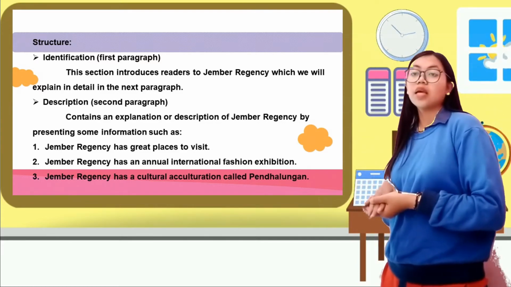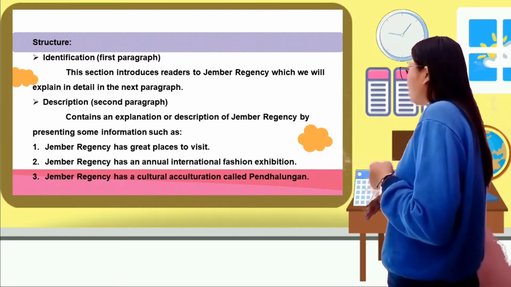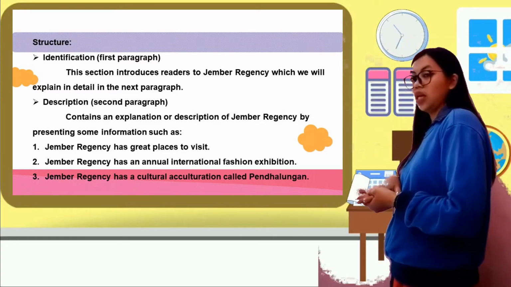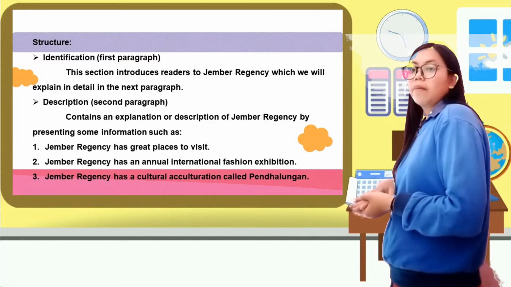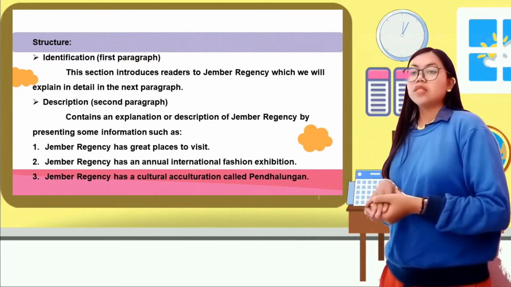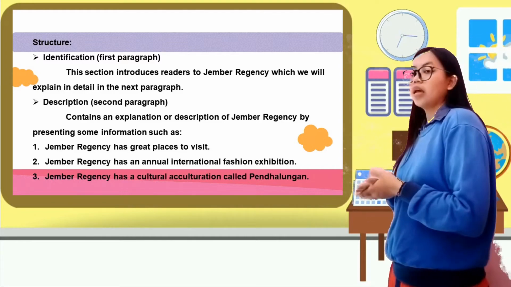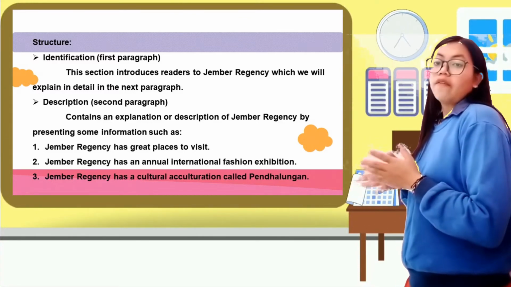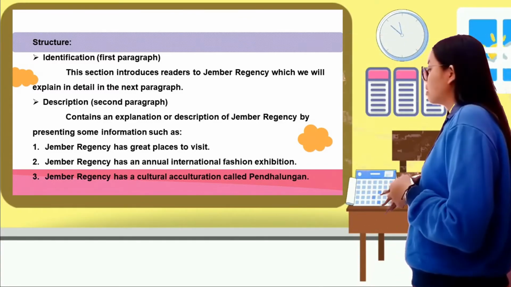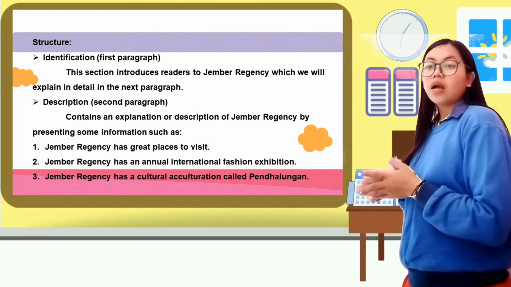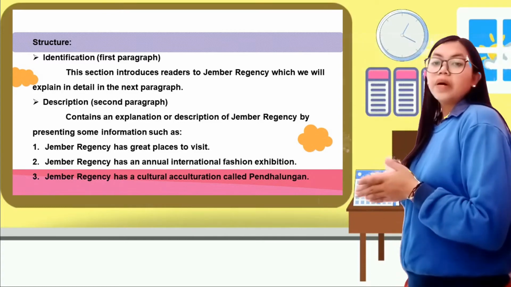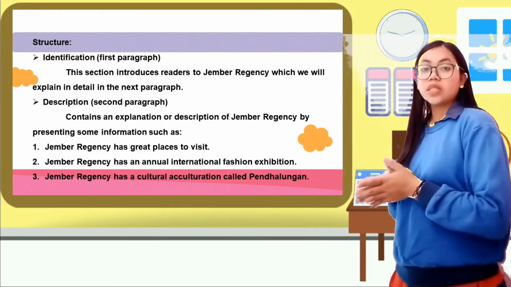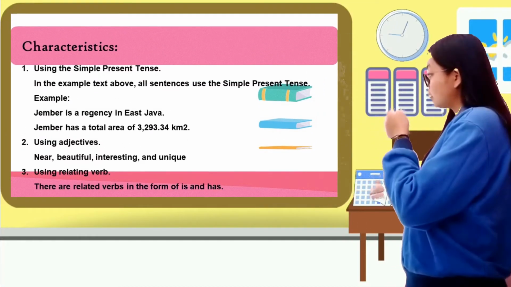And for the second one is description. It is in the second paragraph, which contains an explanation of Jember Regency by presenting some information, such as Jember Regency has a great place, and then Jember Regency has an annual international fashion exhibition, and for the last, Jember Regency has a cultural acculturation called Pendalungan.